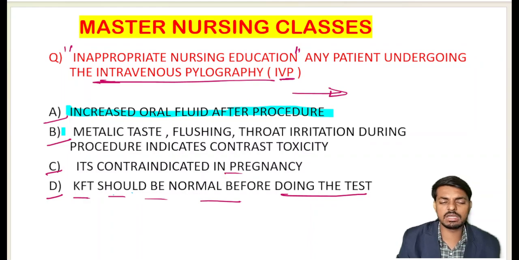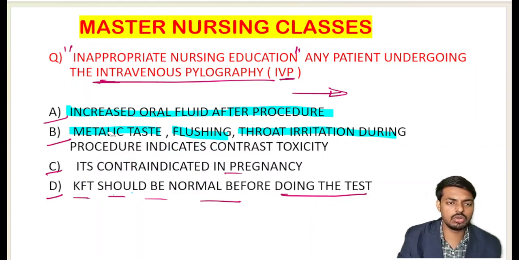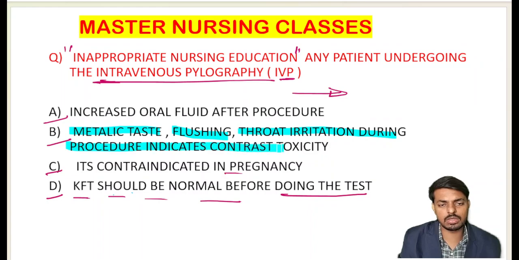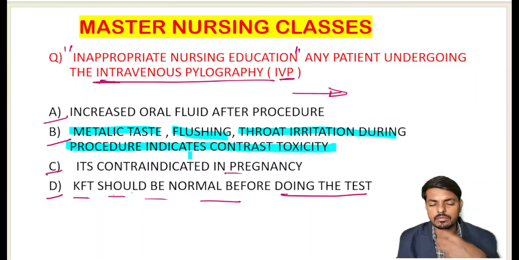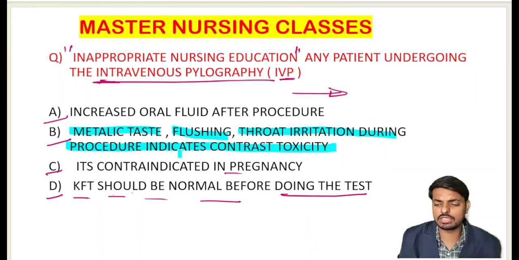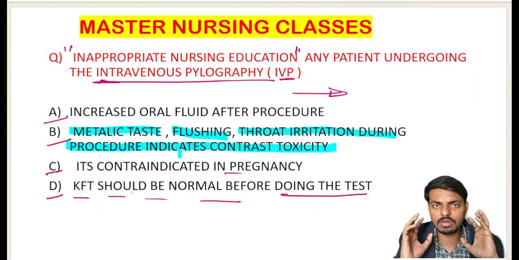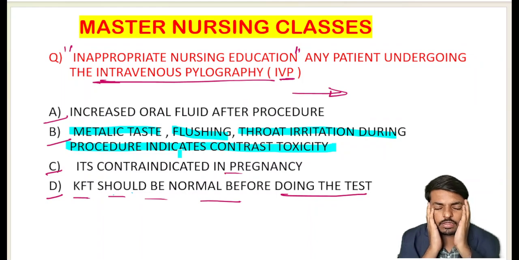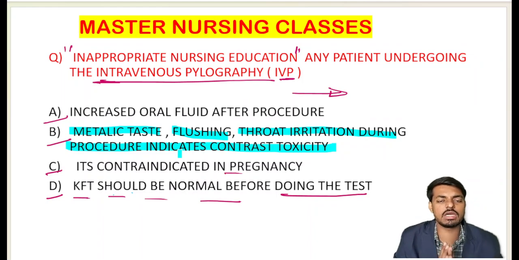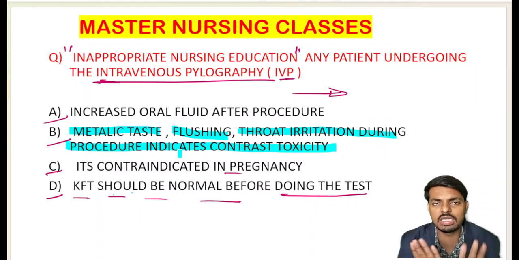Okay, and option B says metallic taste, flushing, throat irritation during the procedure indicates contrast toxicity. No, students, no. Why? Because this is a normal thing which occurs when we inject the contrast to the patient undergoing the IVP procedure. The contrast may normally create a metallic taste, flushing, meaning sudden blood flushing of the face with redness of the face, throat irritation, and some kind of dizziness. That is normal, not indicating any toxicity.